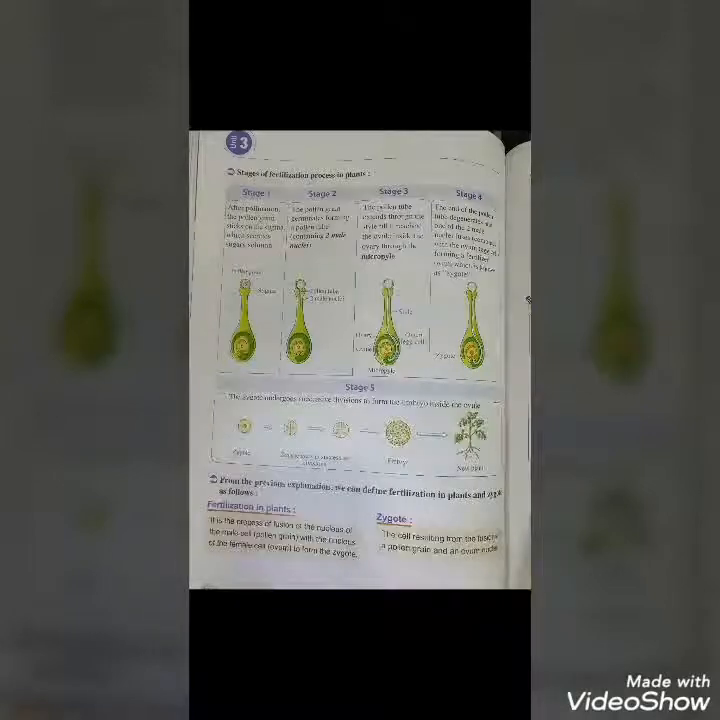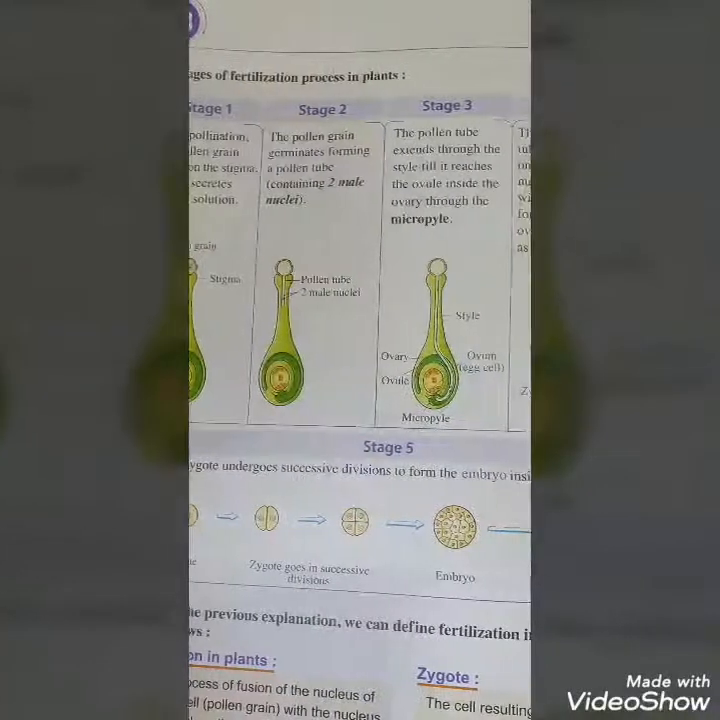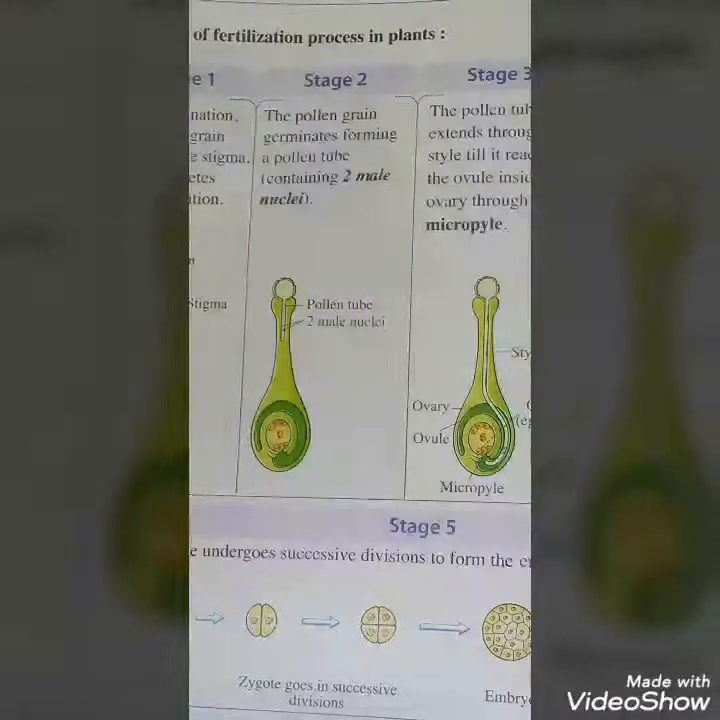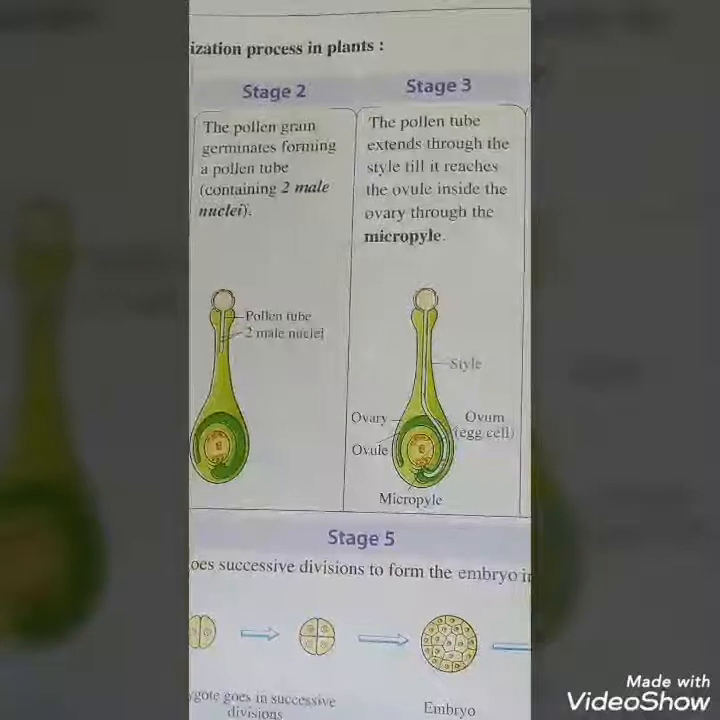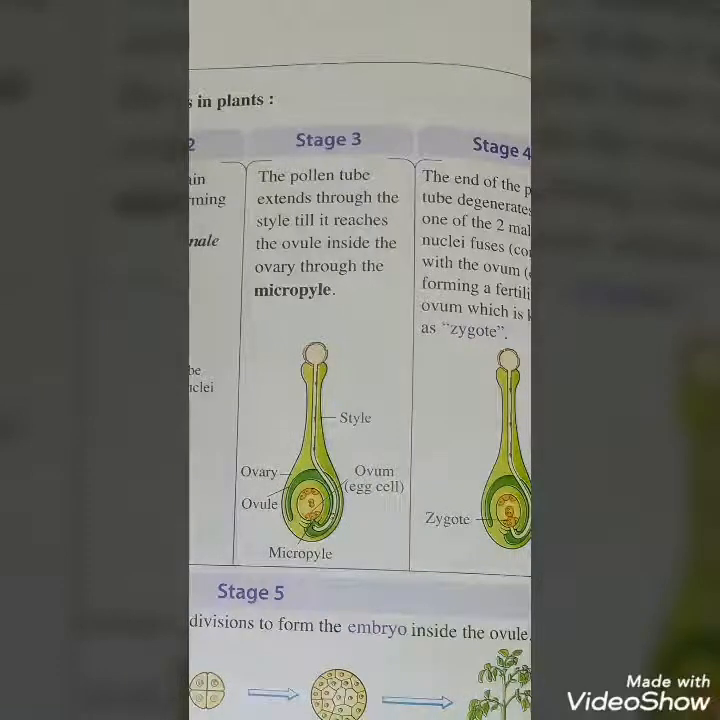Look here, when the pollen grain falls on the stigma in stage number 1, after pollination, the pollen grain sticks to the stigma, which secretes a sugary solution. Step number 2, the pollen grain germinates, forming a pollen tube containing 2 male nuclei. As you see in the picture, 2 male nuclei are produced, and the pollen tube extends down in the style, penetrates the style.